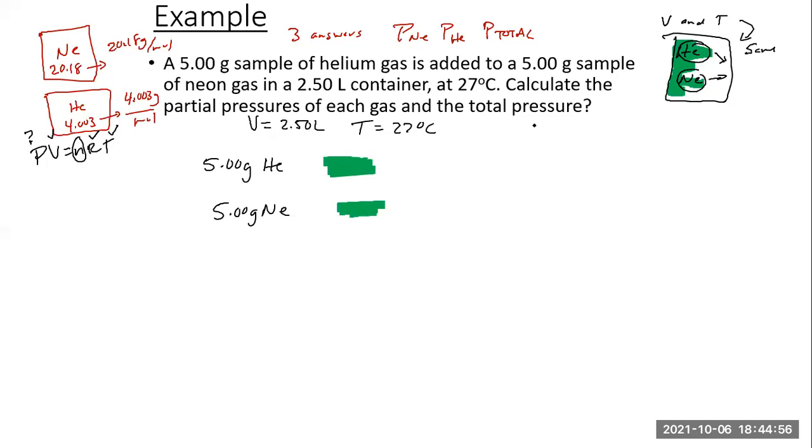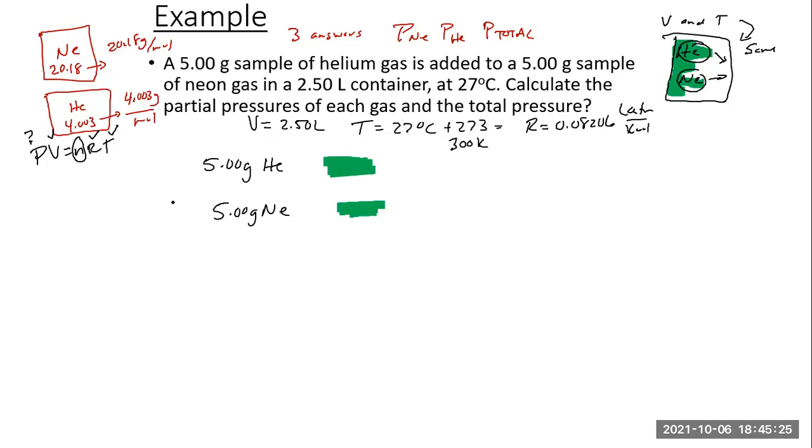So we definitely know that R is 0.08206 liters atmosphere per Kelvin mole. Unit-wise, liters are exactly what we need for the ideal gas law, so that's good. R is obviously okay. We do need to add 273 to our temperature, which looks like 300 Kelvin. So now that is good.